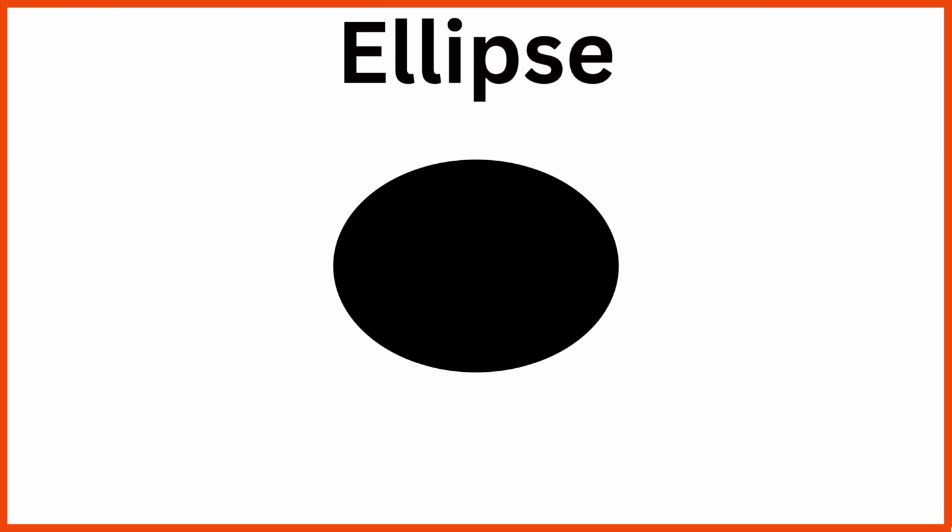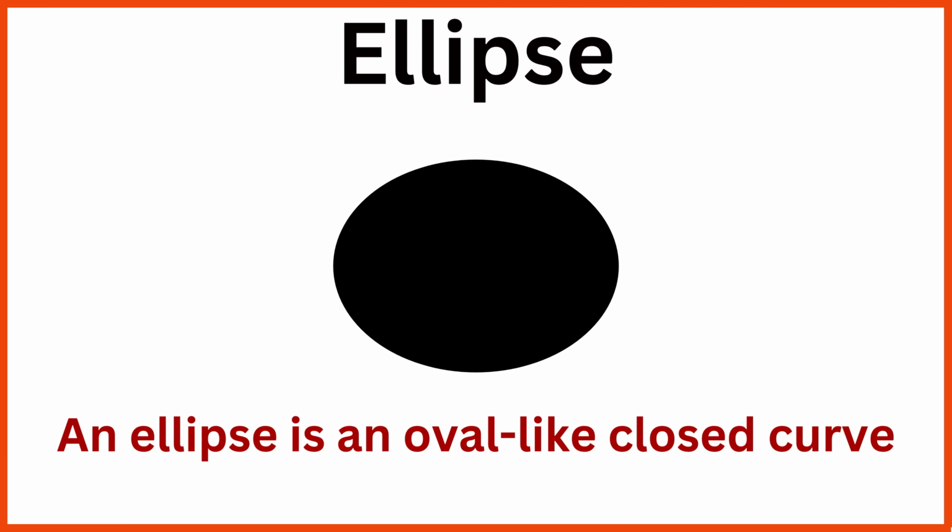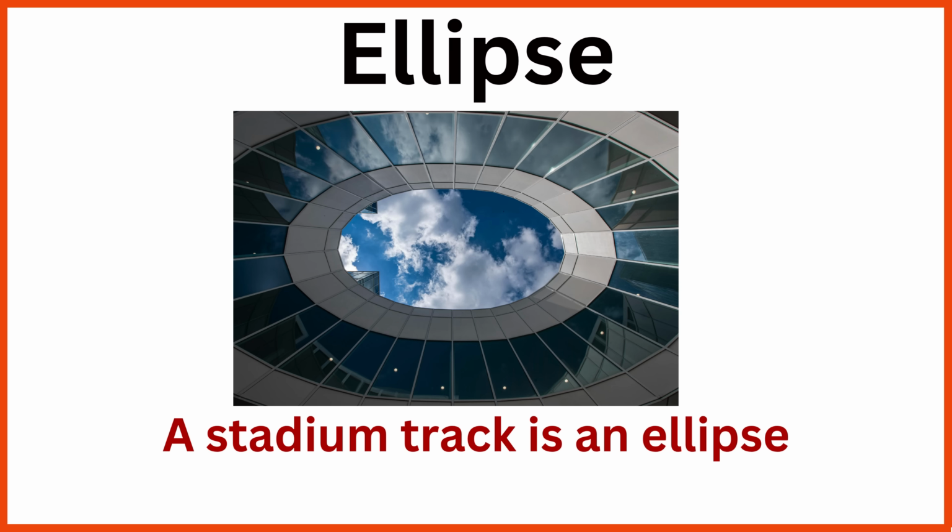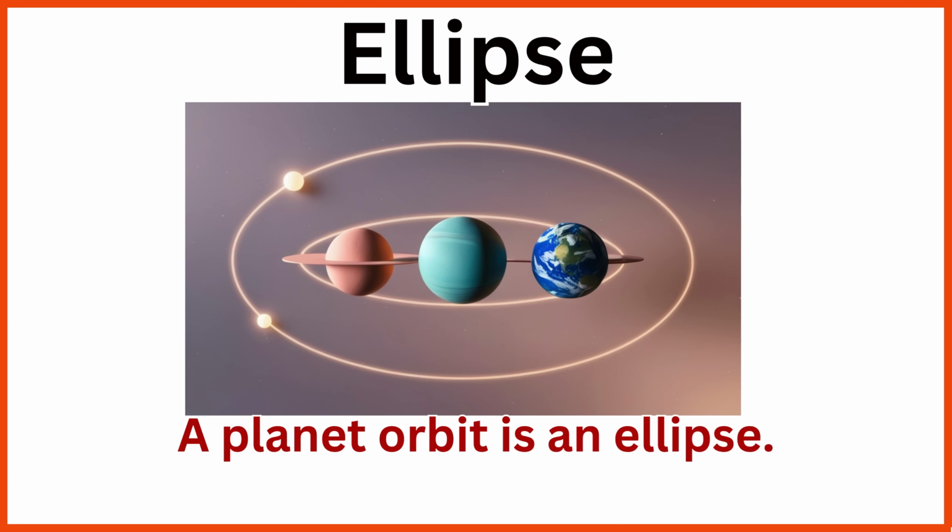Ellipse. An ellipse is an oval-like closed curve. A stadium track is an ellipse. A planet orbit is an ellipse.